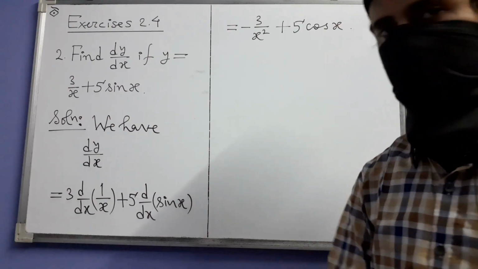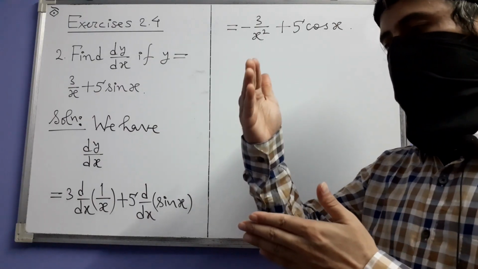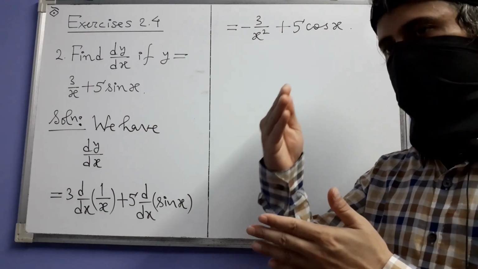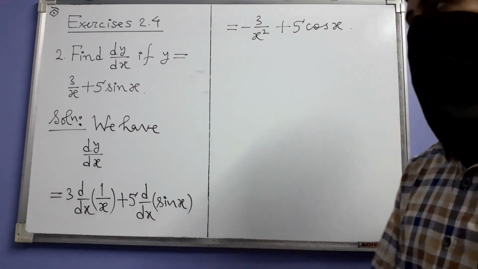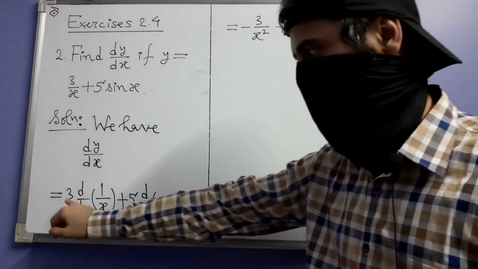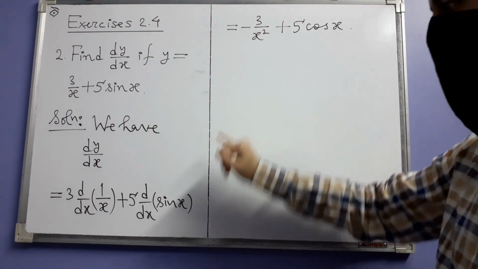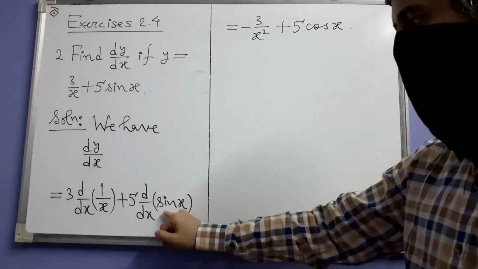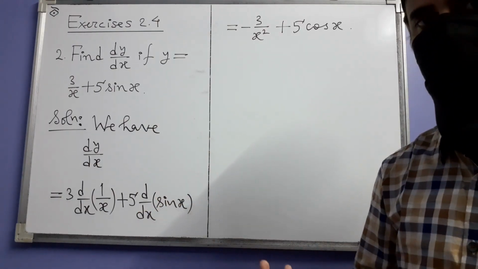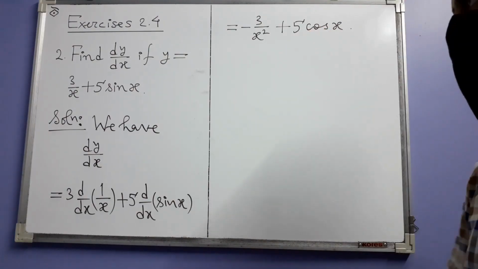This is x to the power minus 1. So if you differentiate this, it becomes minus 1 times x to the power minus 2. So that way you get minus 1 divided by x square, and we have 3 multiplied with that. So minus 3 divided by x square plus 5 times, what is the derivative of sin x? Now we know that it is cos x. So that way we get 5 cos x.